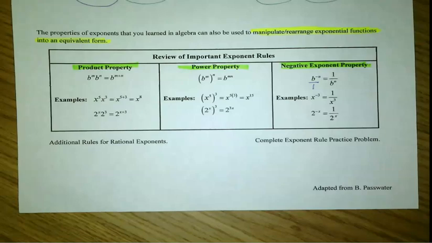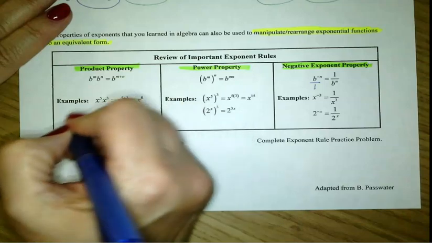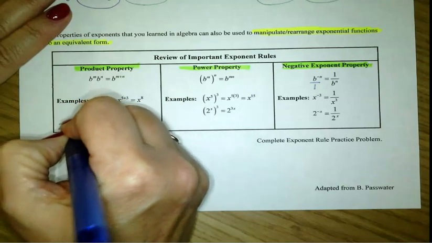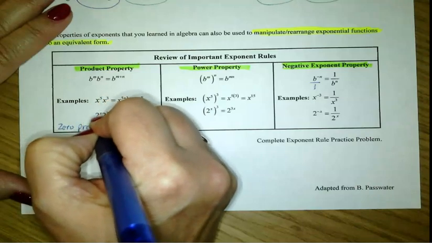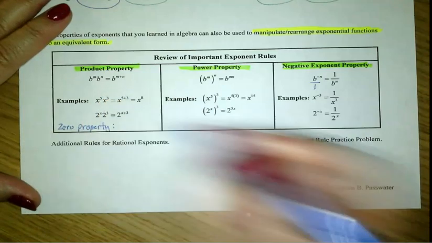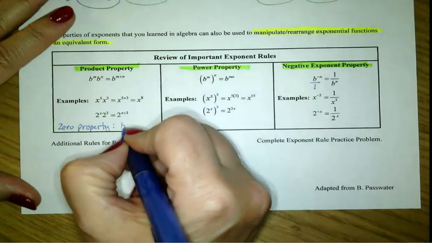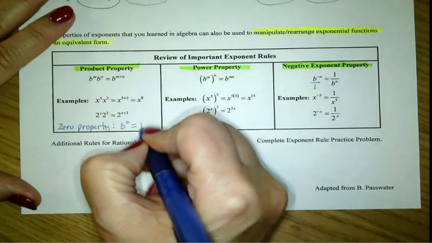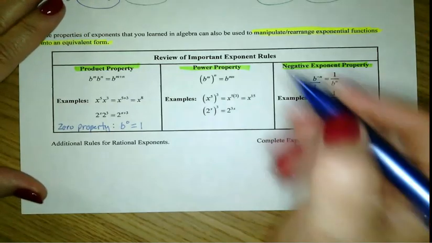There are a couple of properties that aren't on here that I would like to review at this time. So the first one is the zero property, and you can just add it to the bottom here. And basically, you know this, and we've been using this all year already, because anything to the 0 power is just 1. So that's another property that we want to make sure we're good at.